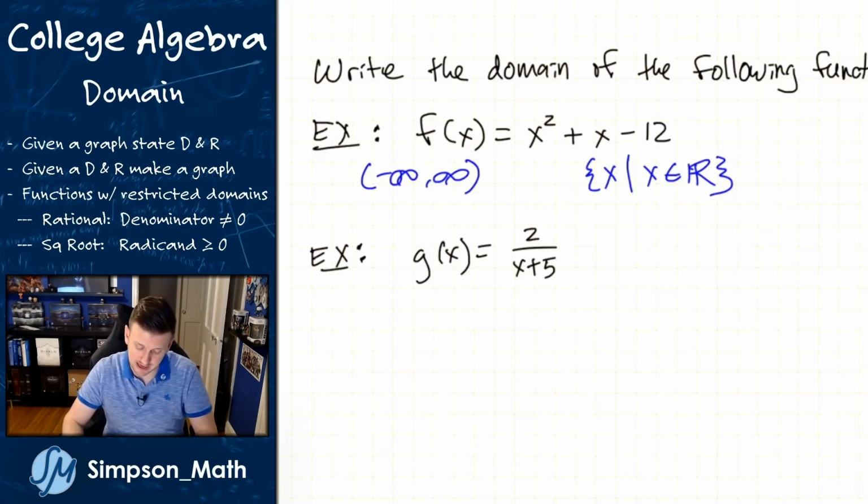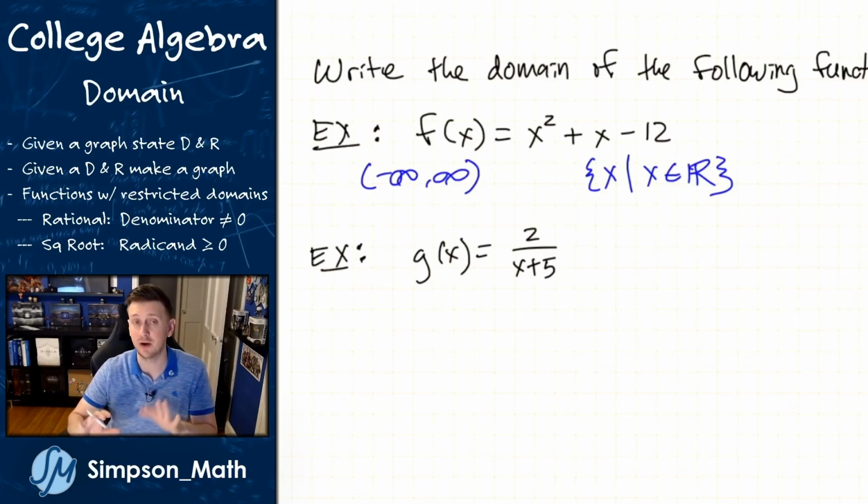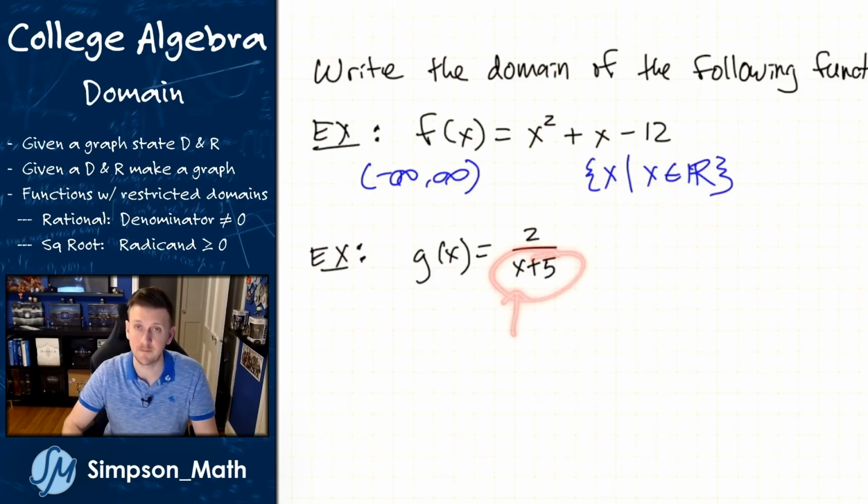All right, so let's take a look at this g of x. So g of x equals 2 over x plus 5. Now, is there a problem? Is there something that x is not allowed to be here?